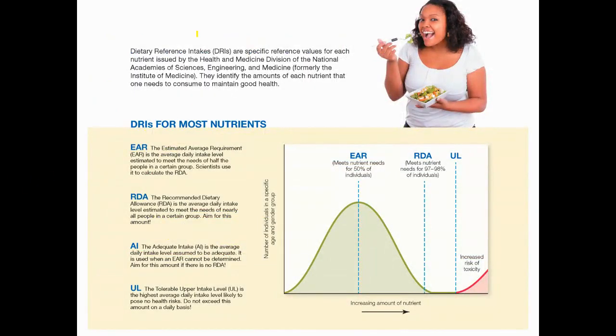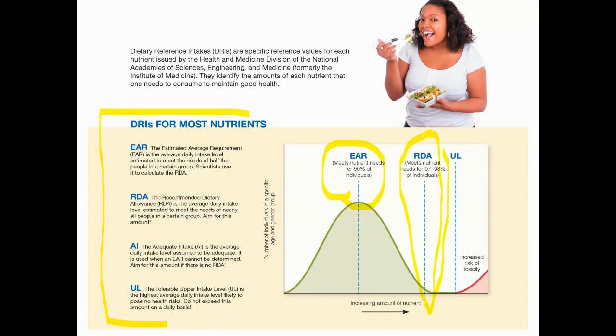Okay, so here is a nice little chart, kind of an image from your book, just showing these dietary reference intake values. So you have the EAR, right? That's going to meet the need of 50% of the individuals in a given population. The RDA, this is kind of the ticket. This is what we're going for, is trying to have at least this much.